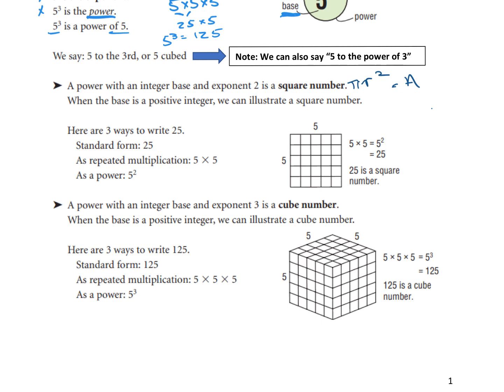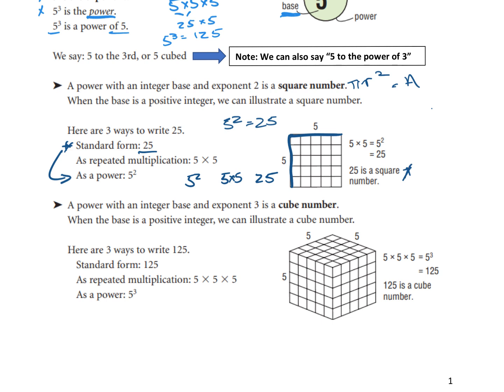We have this as the standard form, 25, and this term standard form is going to become pretty important. When we talk about the standard form, we're talking about the answer to a power. The power is 5 squared. The repeated multiplication is 5 times 5, but the standard form is 25. So if it asks you to find the standard form of 5 squared, you're going to say that is 25. Over here we have this grid. We've seen enough of these grids. The side length is 5. It's a square. 5 times 5 equals 25, so it's a square number.